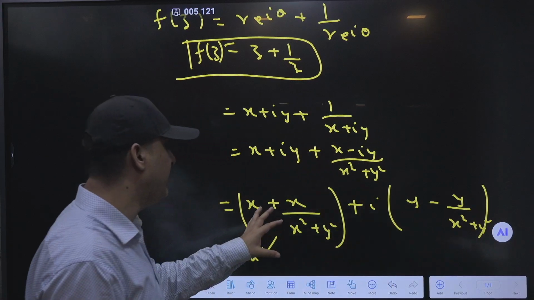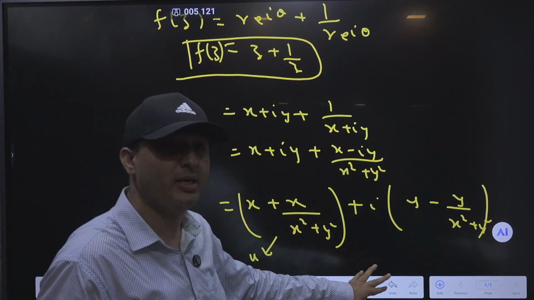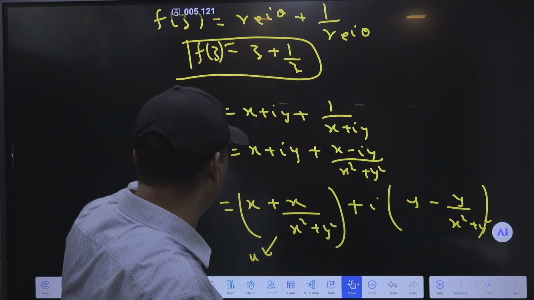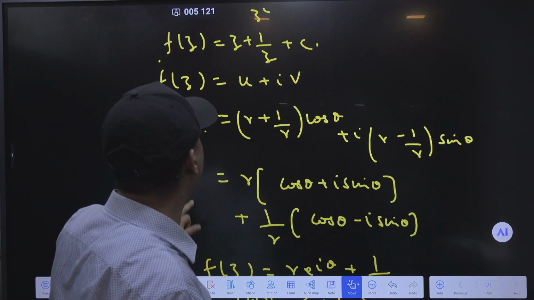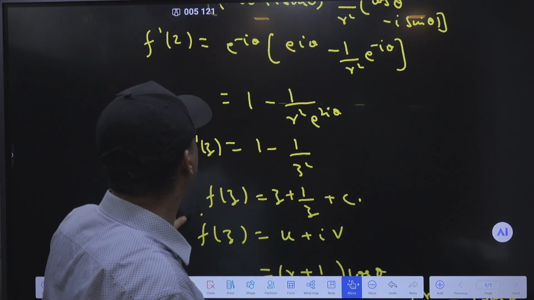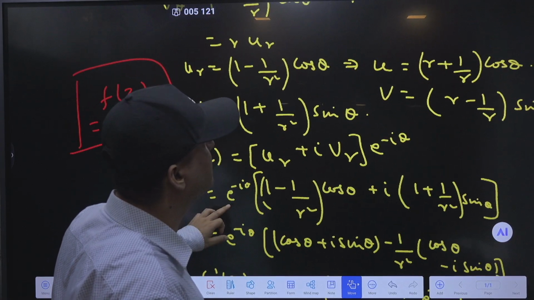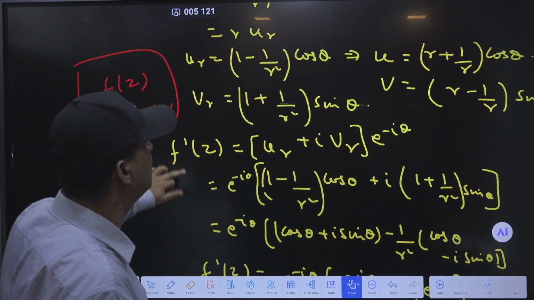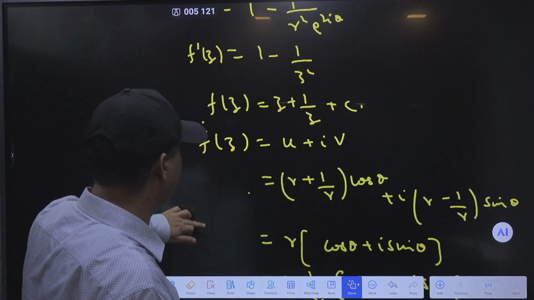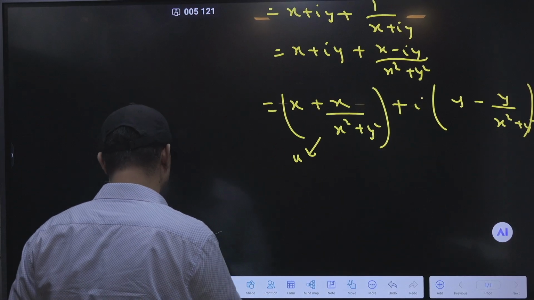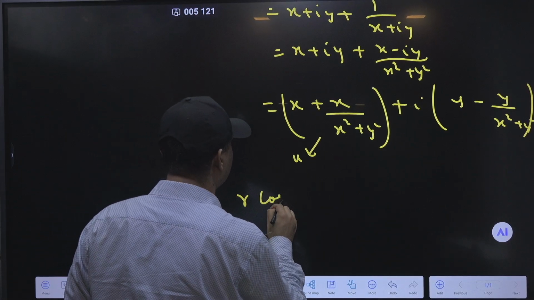So this, what I have written in Cartesian format, the upper part is in the polar format. So you can very well find out what is u, what is v. Correct. So u and v have been written down here. So u is r plus 1 by r cos theta. You can check it also. So I can write it into polar form.